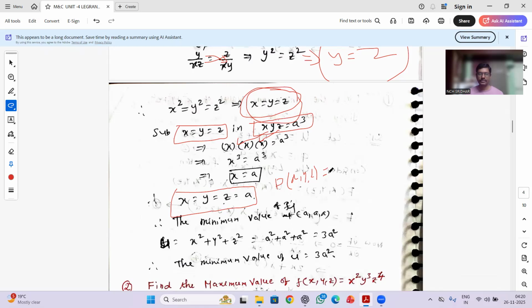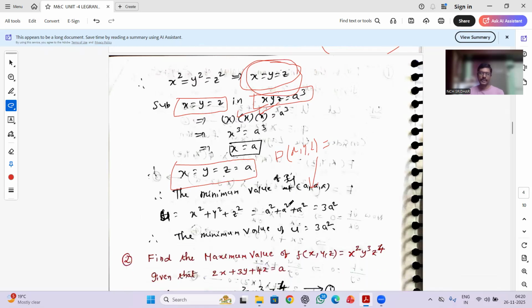That is equal to (a, a, a), right? So the function has a maximum or minimum at this point (a, a, a). What is our function according to our assumption? I considered it as u. Therefore u is equal to x square plus y square plus z square. So a square plus a square plus a square, that is equal to 3a square.